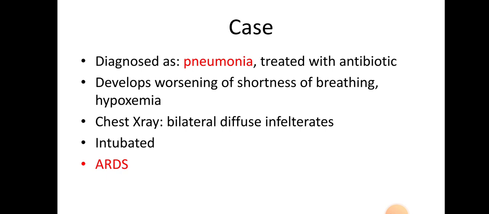How did you know? Because there is hypoxia. What's hypoxia? Hypoxia is a drop of saturation of oxygen by pulse oximeter below 90%. In the case it was 80%. It means there is hypoxemia. And there is a worsening of the shortness of breath. He was already dyspneic, but now he's even worse.